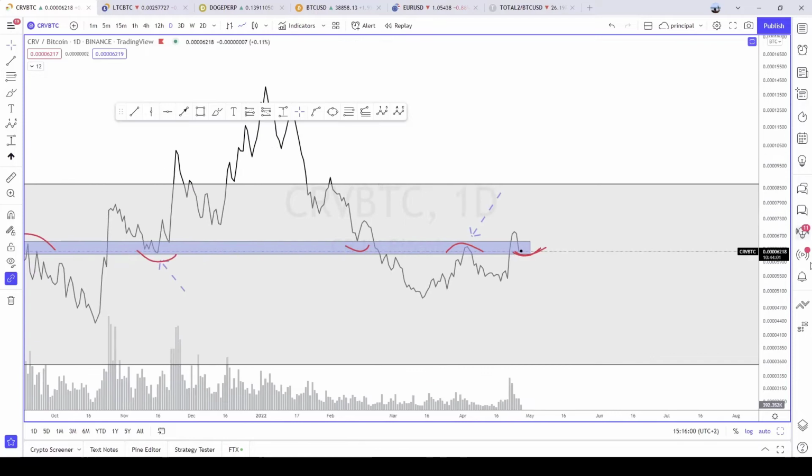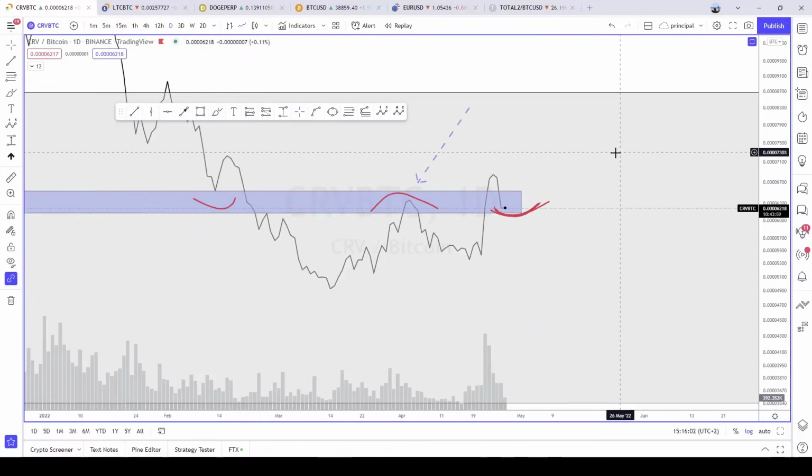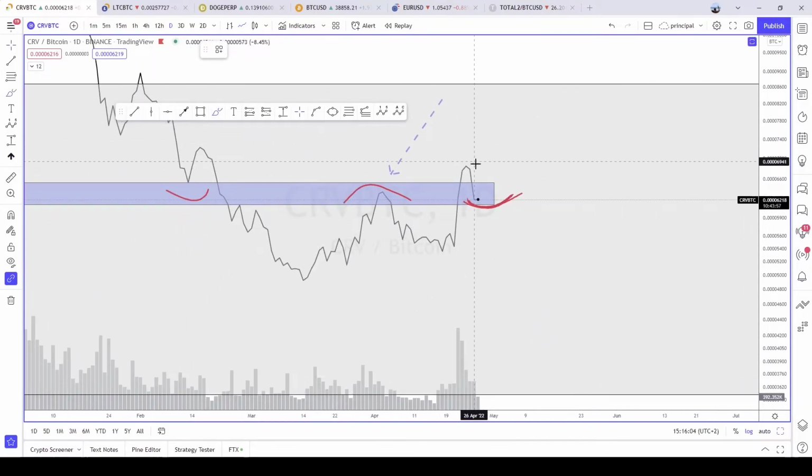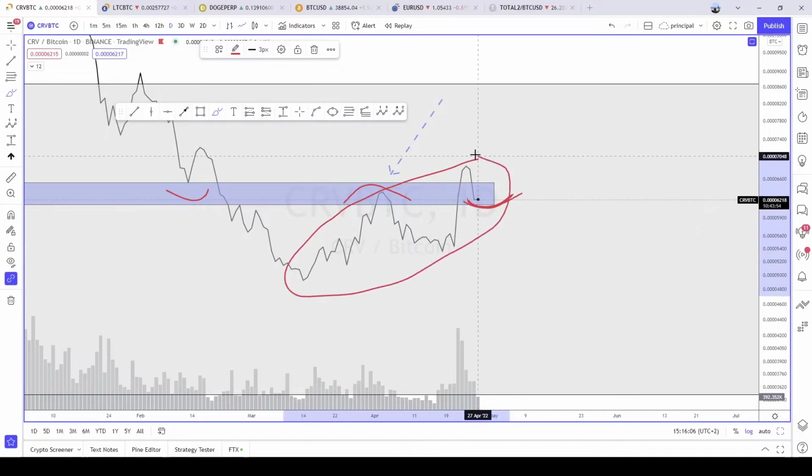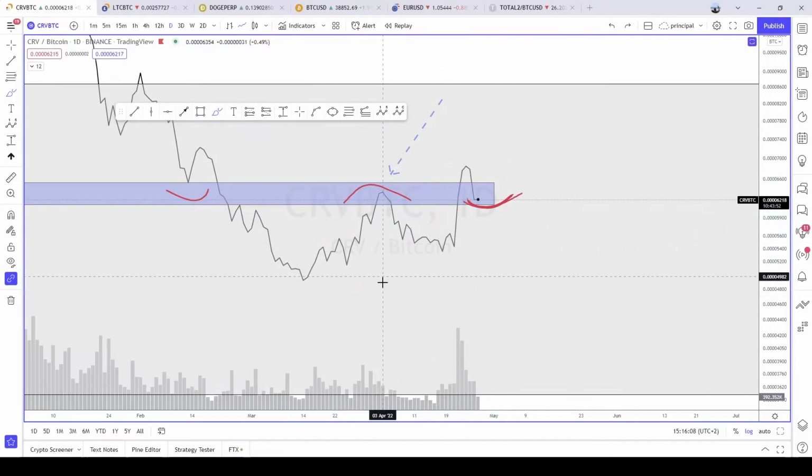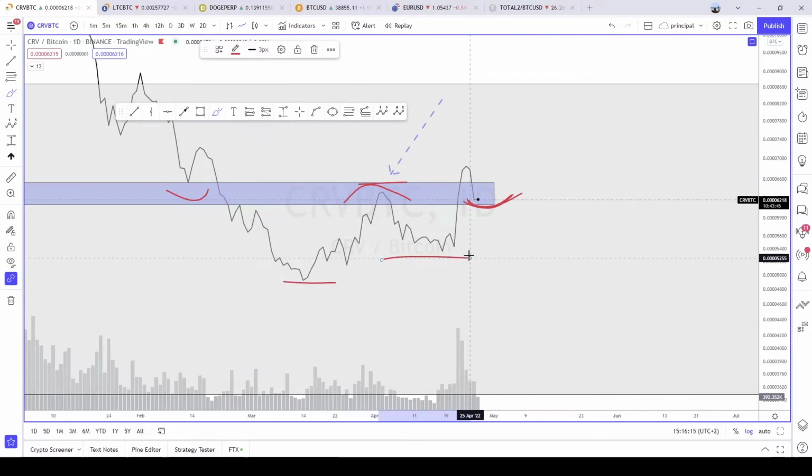So let me zoom in. Here we have a trend, and this trend is bullish. Why? Because you have a bottom here, a top, another bottom, but this second bottom is higher than the first one, and the second top here is higher than the first one here. So this is the definition of a bullish trend.